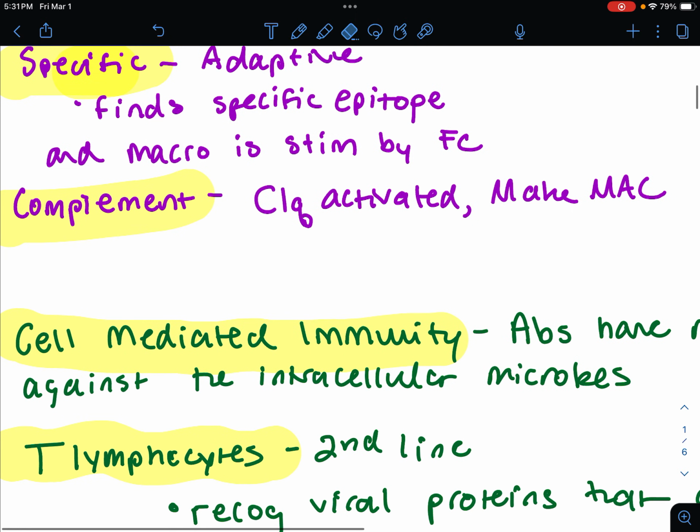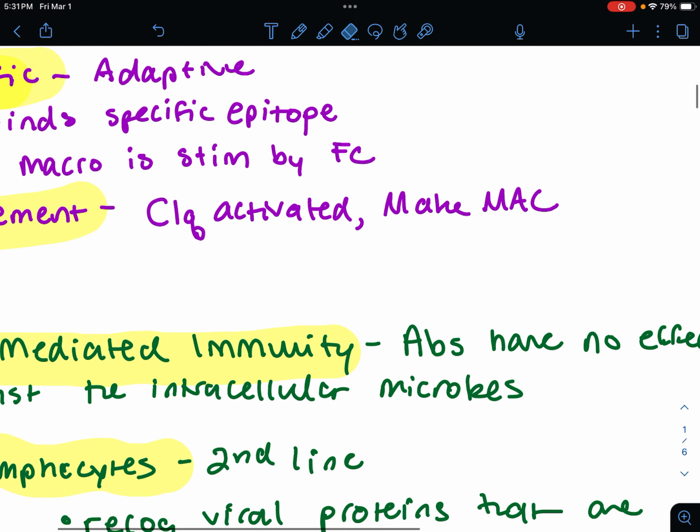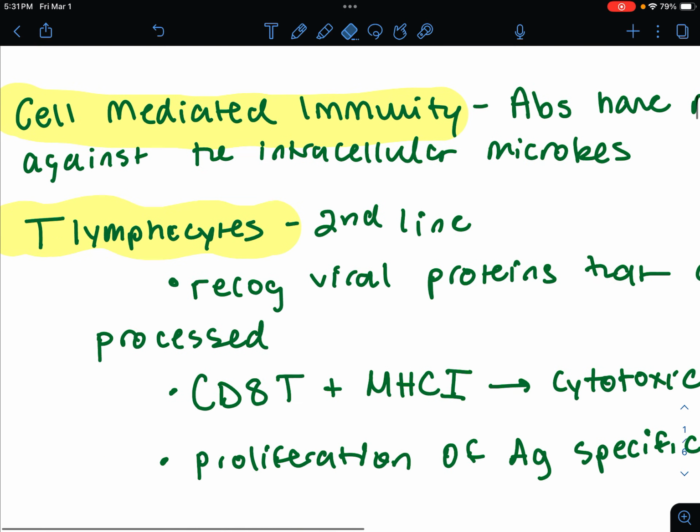We also have complement. Again, this is where C1q is going to be activated, and you're going to make this membrane attack complex. The pathogens can be killed by binding the antibodies through opsonization or the membrane attack complex, the MAC.